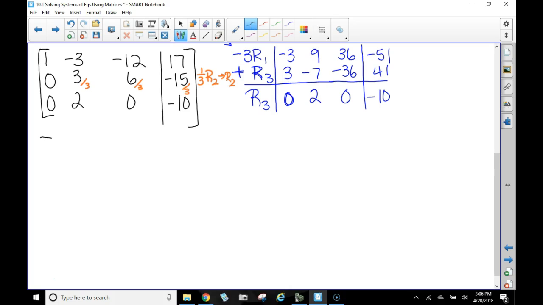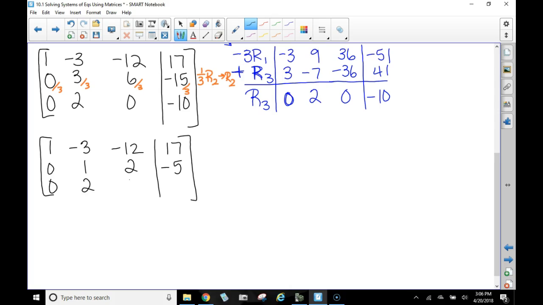True? So my row 1 is still 1, negative 3, negative 12 augmented with 17. Now my new row 2 is 0. I always forget to write this, but I'm also dividing that by 3. But 0 divided by 3 is still just 0. 3 divided by 3 is 1. 6 divided by 3 is 2. Negative 15 divided by 3 is negative 5. Now I've got another leading 1. Good times. Let's copy over that third row. 0, 2, 0, negative 10.